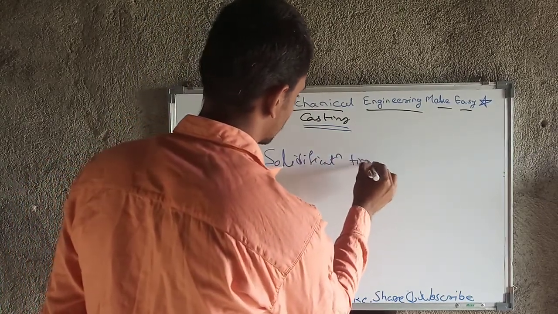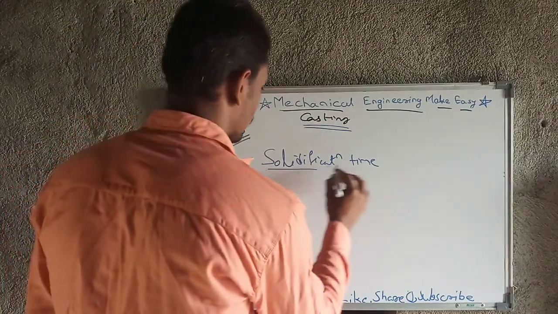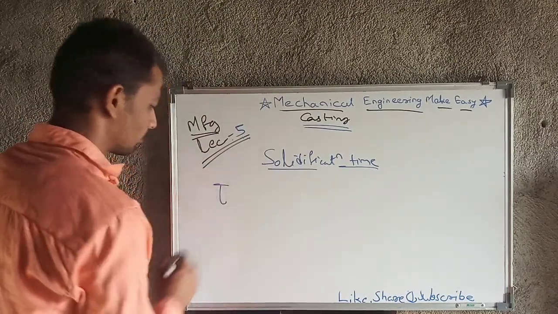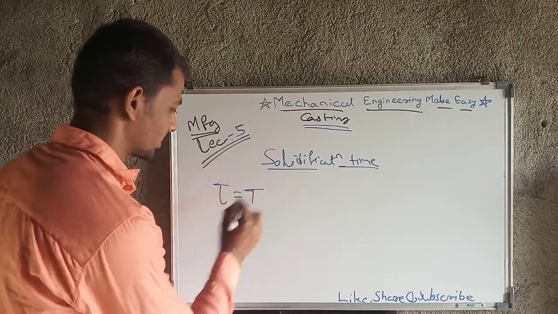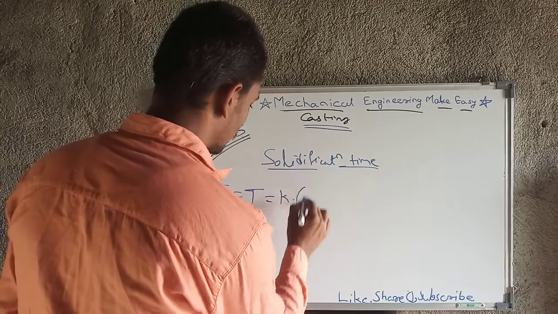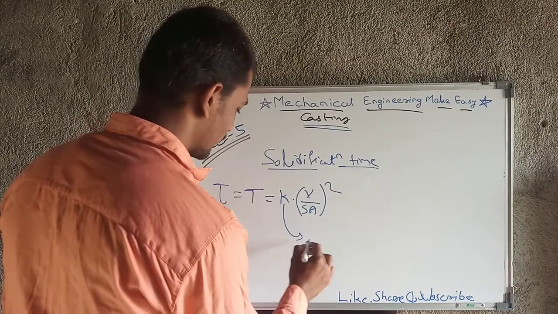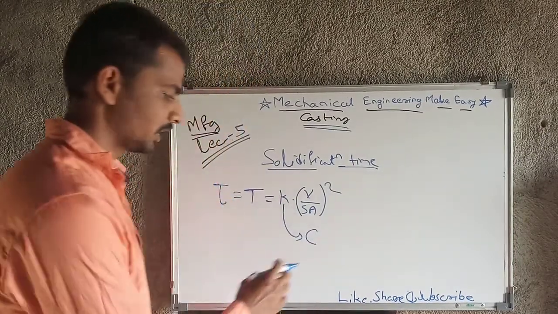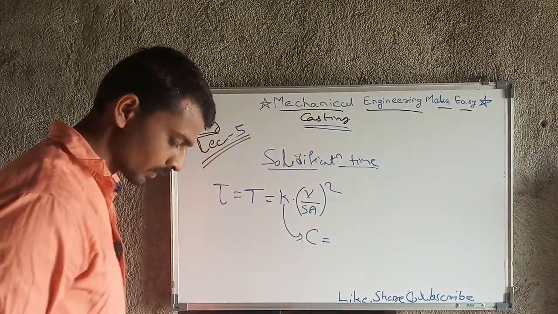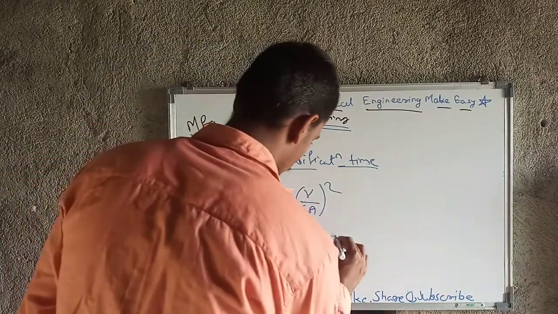Solidification time. Previously we discussed pouring time in the previous session, and now we are going to discuss the solidification time, which is denoted by tau, or in a number of cases you may find it denoted by T. Both parameters are the same, equal to K into (volume upon surface area) whole square. This K may be denoted by C also. In a number of books they have denoted it with C. This is the solidification constant, or we can say solidification factor or mold constant.